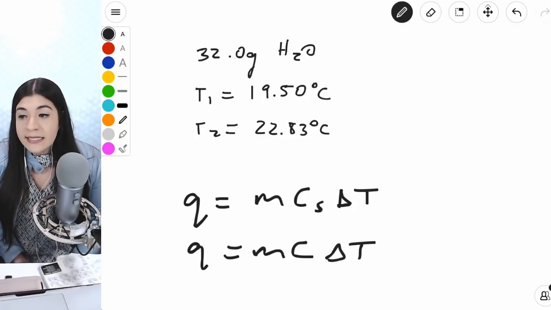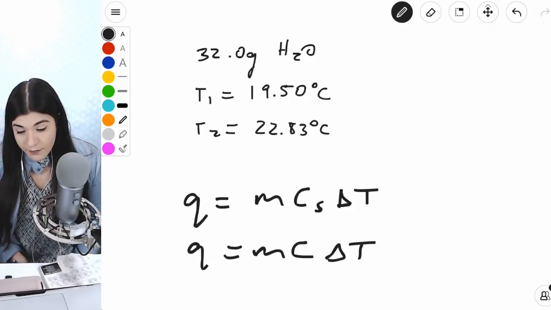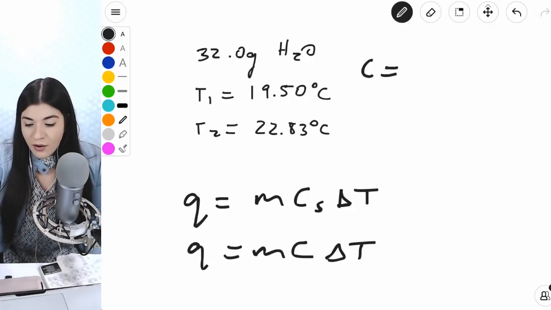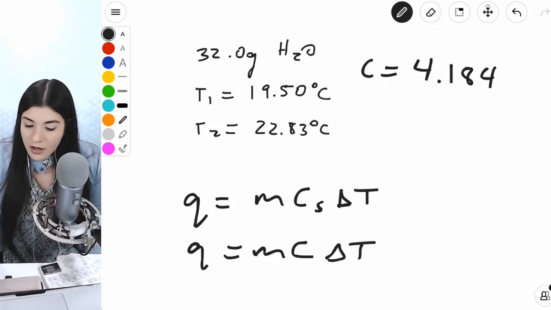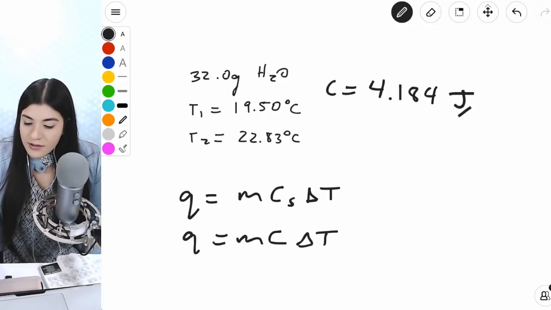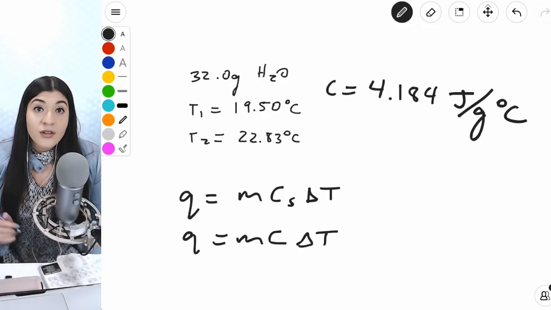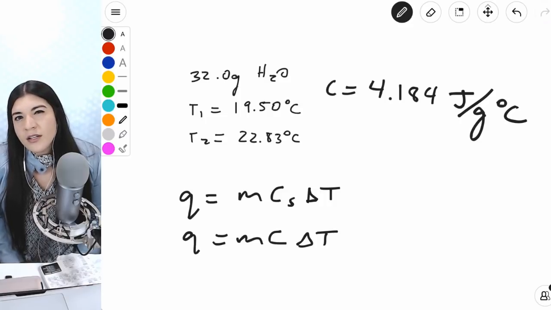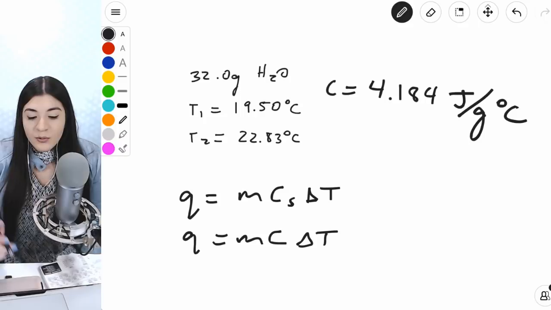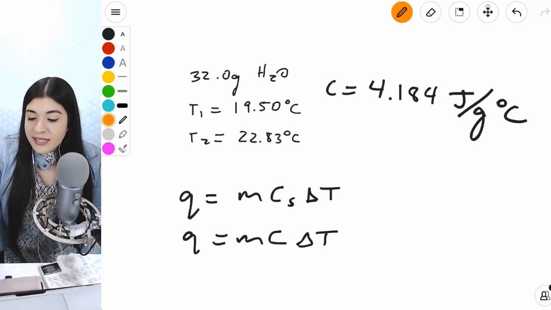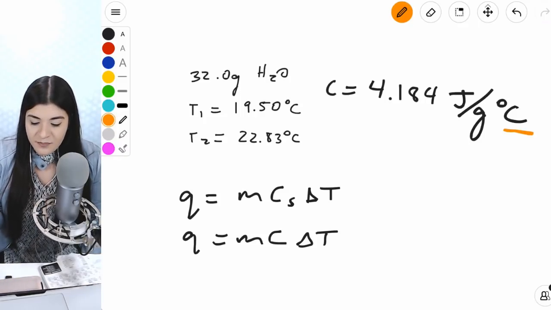So what they didn't include was your specific heat capacity of water. So that's something to definitely know. Your specific heat capacity for water is 4.184 joules divided by grams Celsius. So for calorimetry, we're not going to change our temperature to Kelvin. We're going to leave it in Celsius. The reason why we're doing that is because our specific heat capacity is in Celsius already.